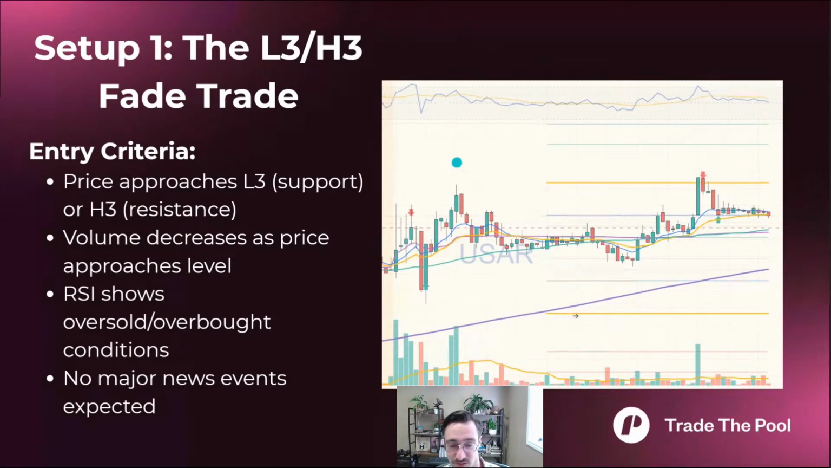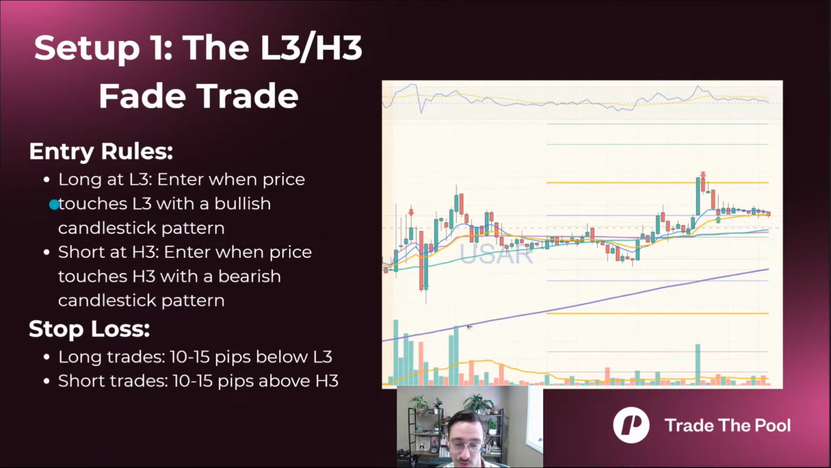So essentially, the entry rules are long at L3 when price touches L3 with a bullish candlestick pattern. So you could have taken that trade long off of here, where I got out of the short, or what I took or would have taken is the short at H3 up here. Enter when price touches that with a bearish candlestick. And in terms of stop losses, you want to keep them pretty tight. In general, they shouldn't cross over the level substantially.